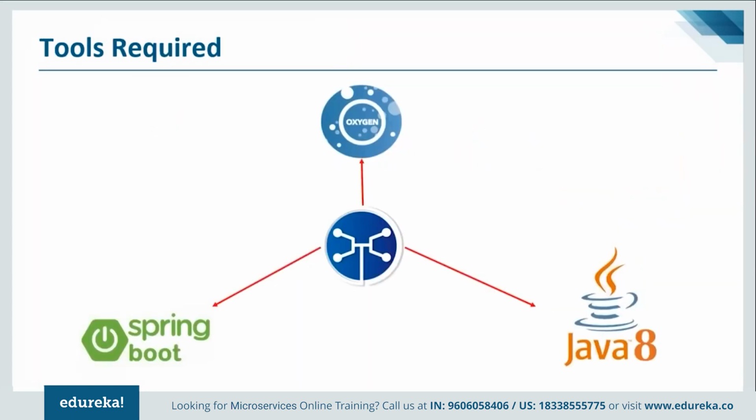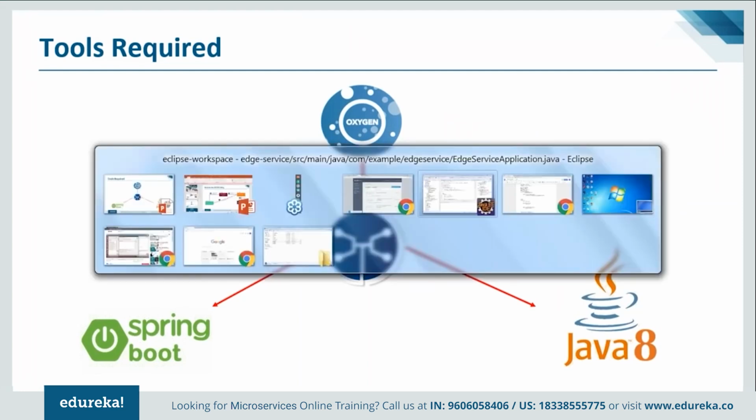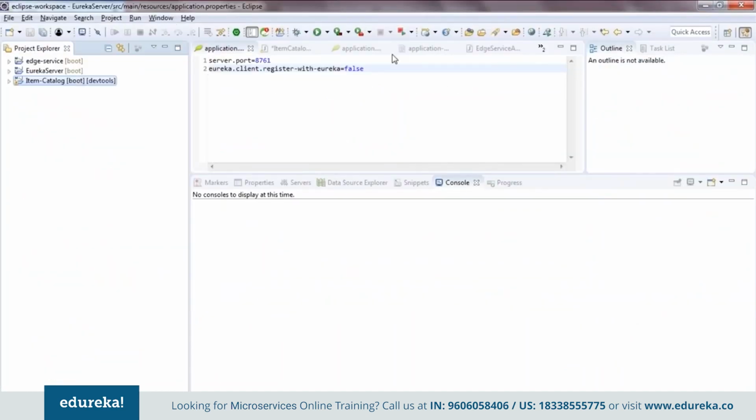Now let us see what are the tools I'm going to use. So I'm going to use Java 8, Eclipse IDE Oxygen, and the Spring tools. So let me just quickly open my Eclipse IDE and I'll explain the code there. So this is my Eclipse IDE, guys, and over here I've already written the code in order to execute the use case. I'll just give you a walkthrough of what I've done here. So I have all the three services that I've mentioned in the slides. So we have Eureka Service, we have Edge Service, and we have Item Catalog.